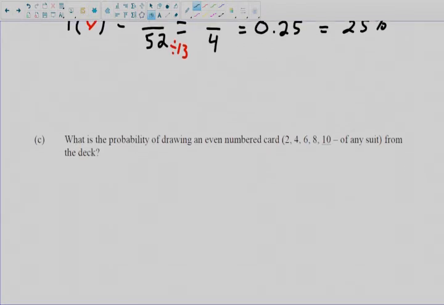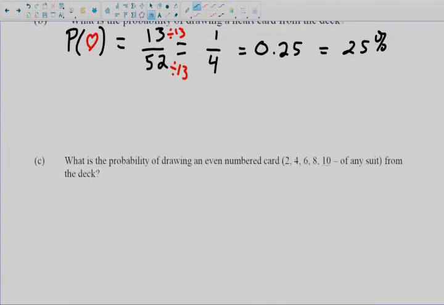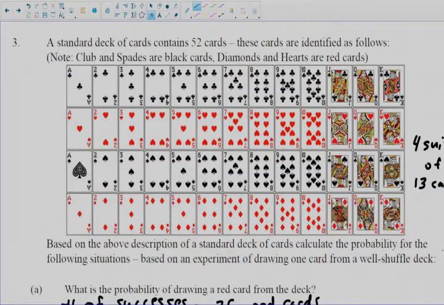And what is the probability of drawing an even card of any suit from the deck? Well, how many even cards are there? 2, 4, 6, 8, 10. And we're not talking about the queen here. So technically the queen would also be an even card, but I'm only talking about the numerical cards, not the face cards here, okay? Usually the question will be a little bit more specific than that, but I just forgot to mention, we're just talking about the even cards.